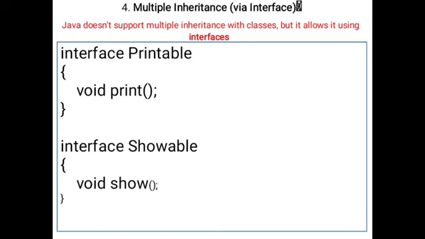Interface Printable has a void print method. The next interface is Showable, with a void show method. These are the interface functions.